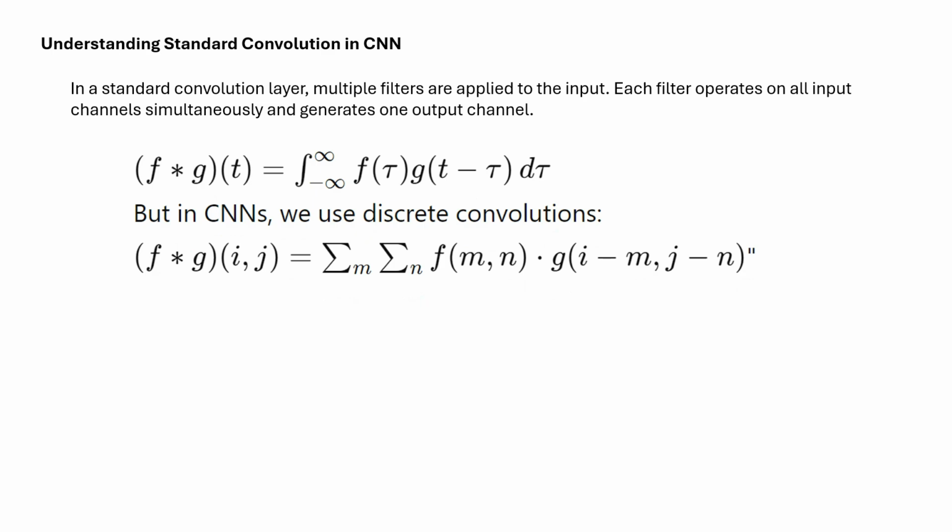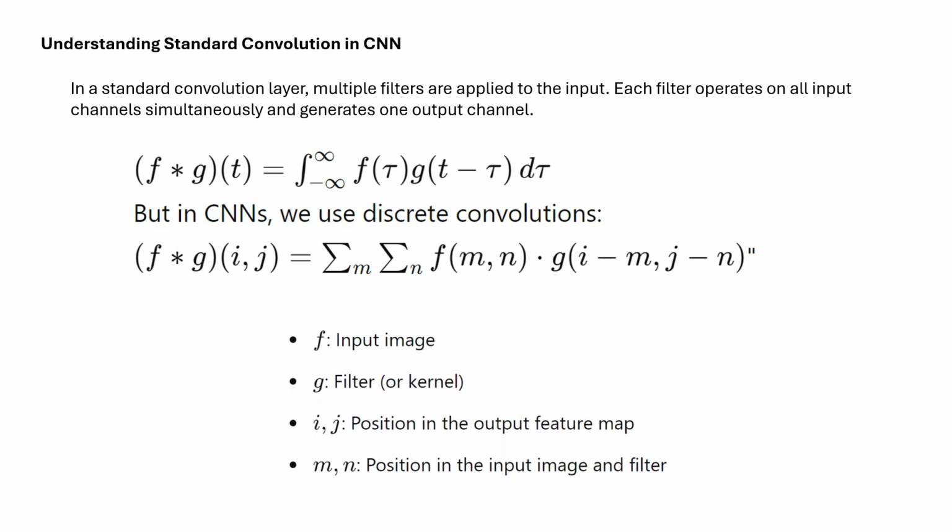These are the mathematical expressions. The convolution operation can be expressed by this equation, but in CNN we use discrete convolutions. What is F? F here is the input image and G is the filter, or we can say the kernel. I and J are the position in the output feature map, and M and N are the position in the input image and filter.